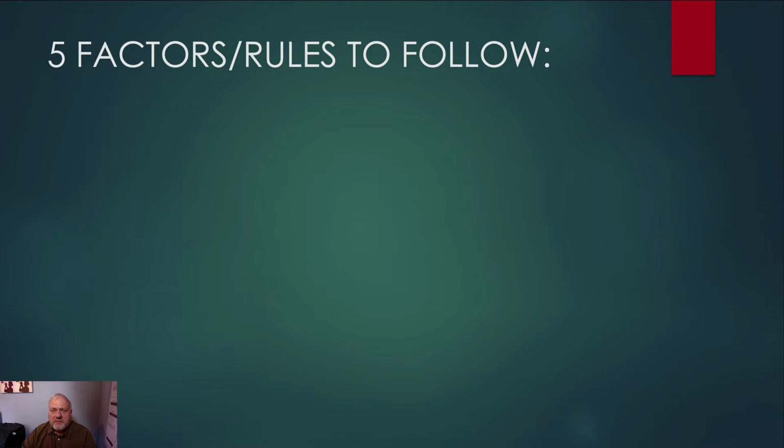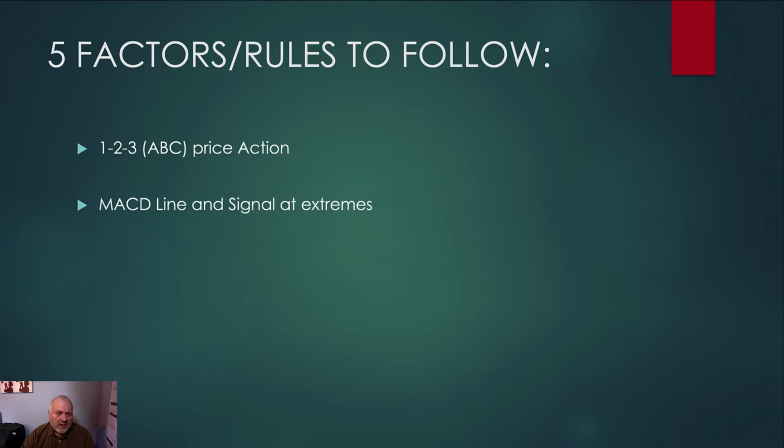So what we need to follow is 5 factors here. What do we need to look at? Well, we need a 1, 2, 3 or an ABC in price action. We need a MACD line and the signal line to be at extremes, whether they're extremes of high or extremes of low.